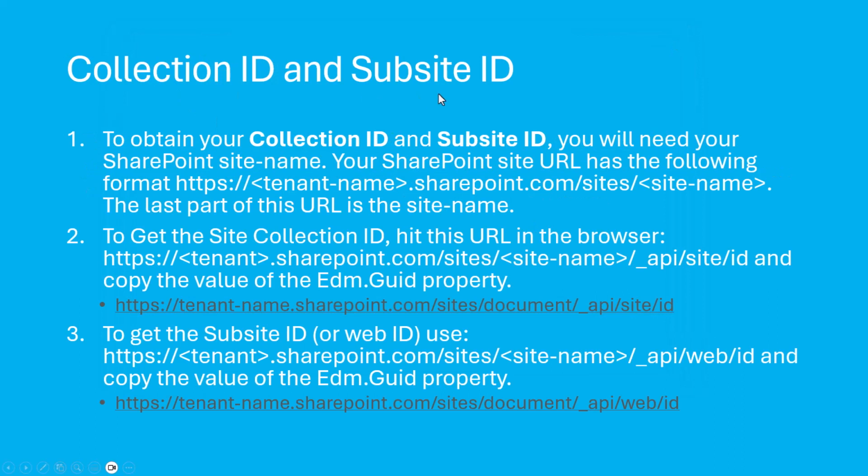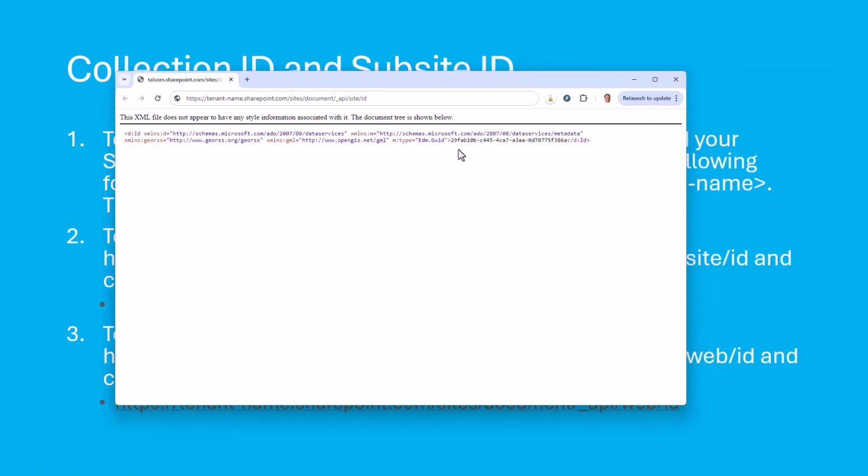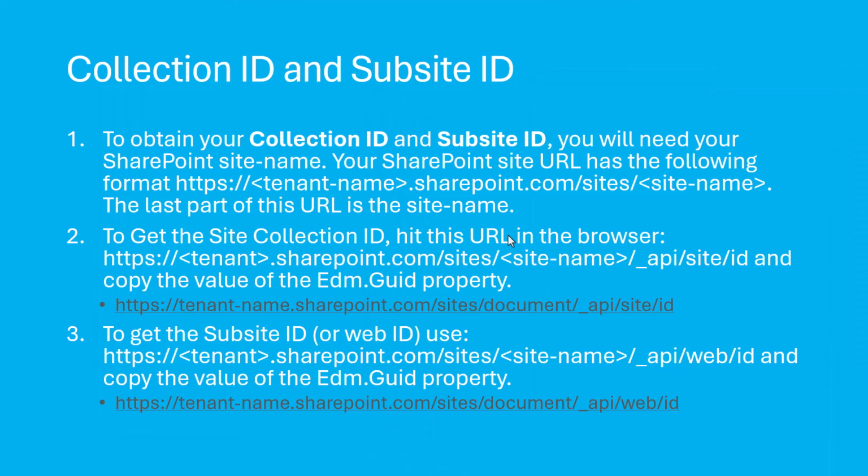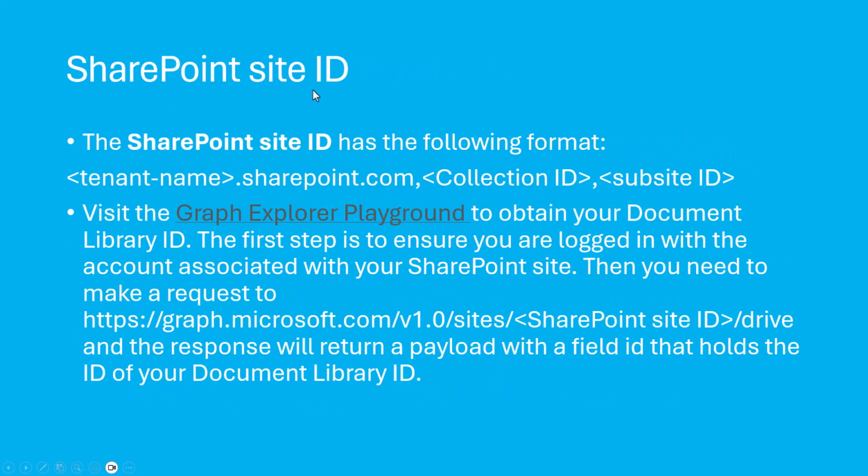The collection ID and subsite ID, well, for those, that's the manual part I was talking about. You need to create a URL where you include the tenant name and your SharePoint site, and that will give you a URL that you can access. And what you're looking for is what you have inside the GUID tag over here, okay? So you do this for both collection ID and subsite ID, okay? The SharePoint site ID, well, that's the tenant name, .sharepoint.com, comma, your collection ID, comma, the subsite ID.